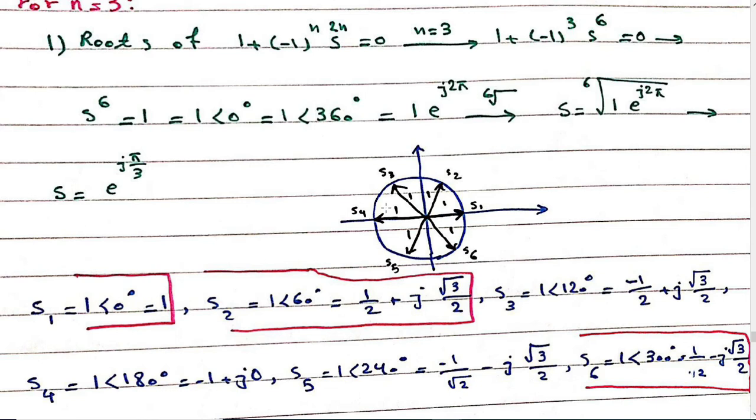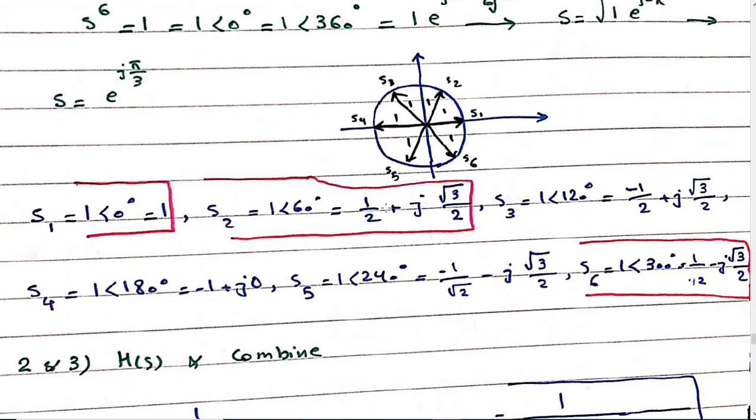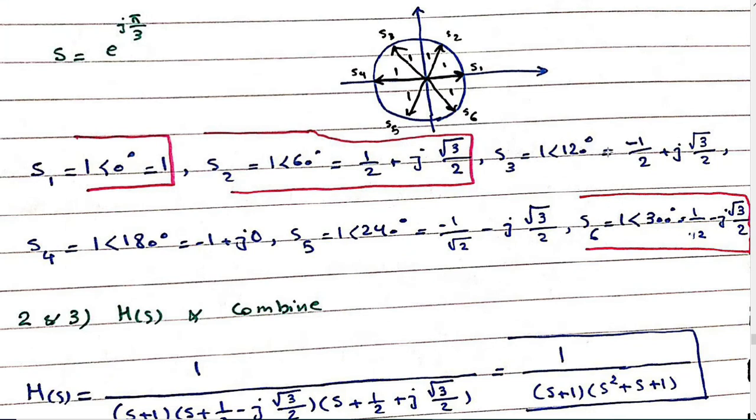Clear? Yes. Could you explain how you go from the roots to the Hs equation? Yes. So we have these 3 in the left half plane. This one, which is this, and S5, which is this one.